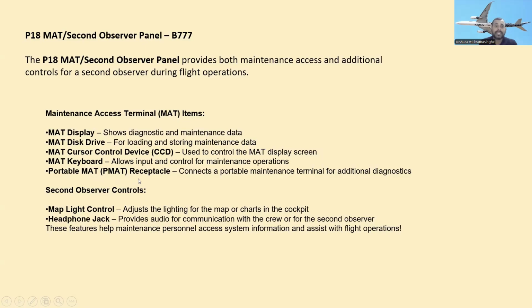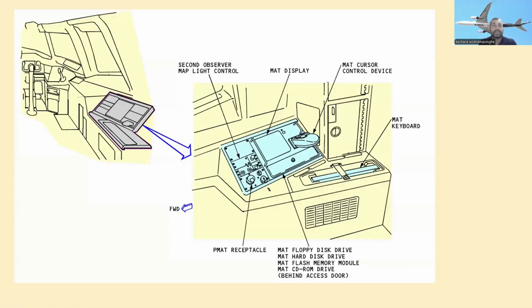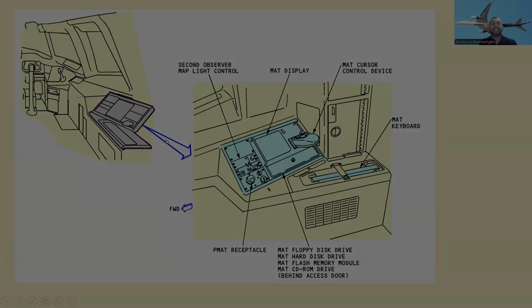PMAT portable MAT receptacle connects a portable maintenance terminal for additional diagnosis. So second observer controls, map light controls adjust the lighting for the map and chart in the cockpit, and headphone jack provides audio for communication with the crew or for the second observer. These features help maintenance personnel access system information and assist with flight operations. Yes, this is the P18 MAT or second observer panel in the Boeing 777.